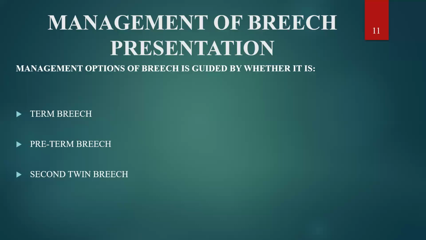So how do we manage a breech presentation? The management is guided by three main things. Are we dealing with a term breech, a preterm breech, or is it a second twin in the breech position? For both twins breech, leading breech, usually we just do a cesarean section for them. So looking at what we do at the labour ward, these are the important factors we need to take into consideration. So for a term breech, what do we do?